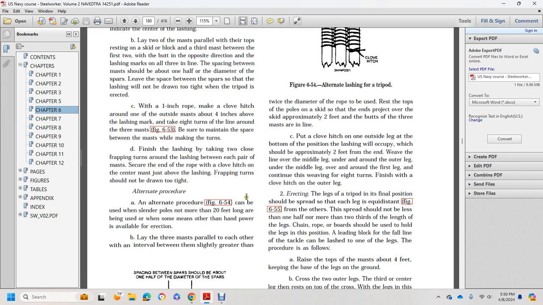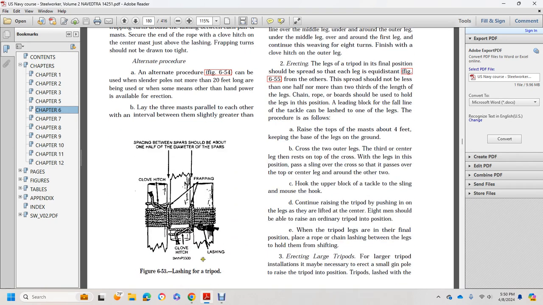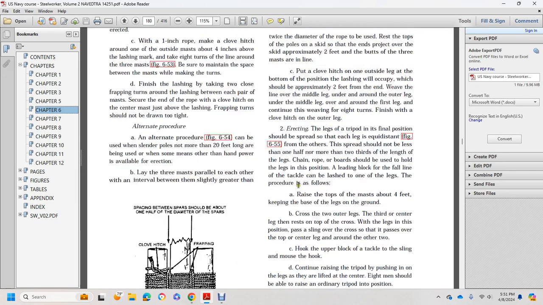Alternate procedure, figure 654: the poles should be cylindrical, no more than 20 feet long, or erected with some other available means. The three masts are laid parallel to each other, with the interval between them slightly greater. This shows the lashing for a tripod. You have the clove hitch, frapping, and clove hitch lashing. Space between the spars should be about 1/2 of the diameter of the spars.